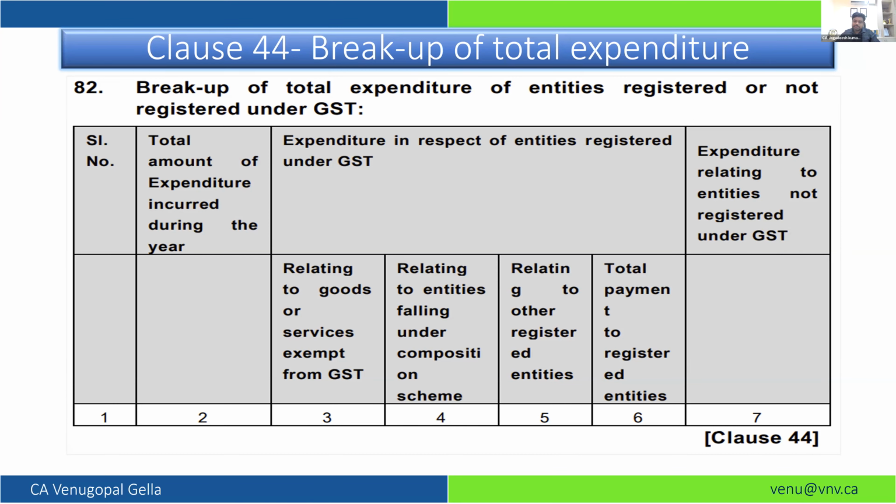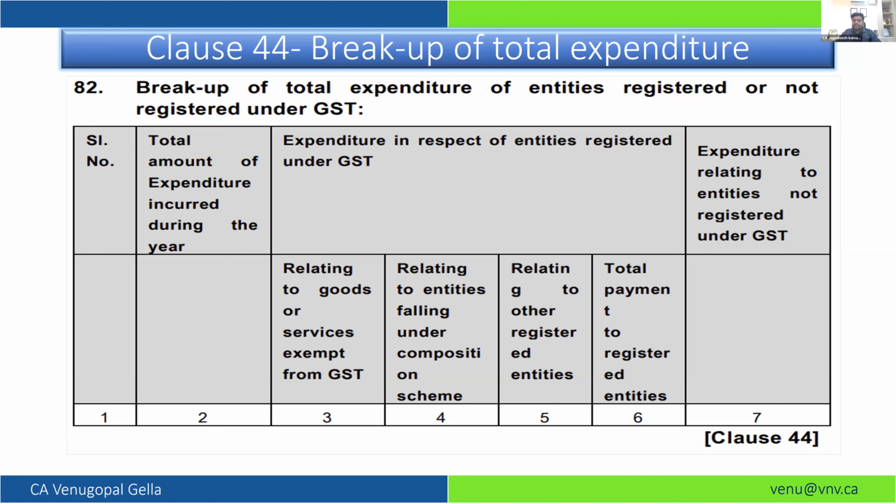As of now, under non-taxable supply, only two categories are there: alcoholic liquor for human consumption, and petroleum products, those five petroleum products. You all know them: HSD, ATF, aviation turbine fuel. All the petroleum products are covered under non-taxable supply. So in column 3, we need to furnish all the expenditure which we have incurred with registered dealers. And in column 4, relating to entities falling under the composition scheme, you need to report all the purchases we have made from composition dealers.